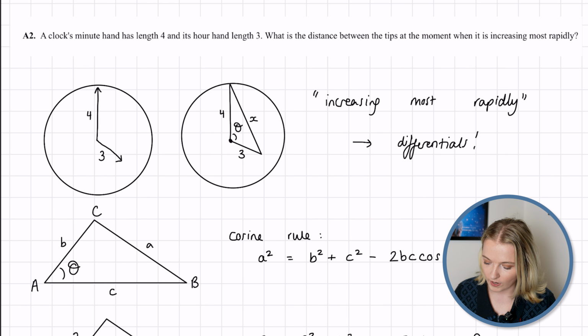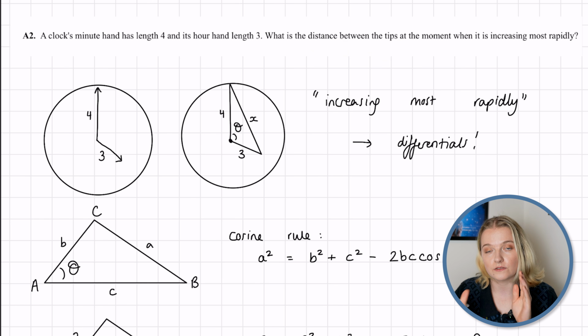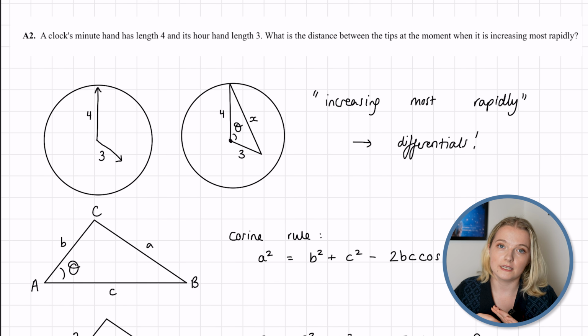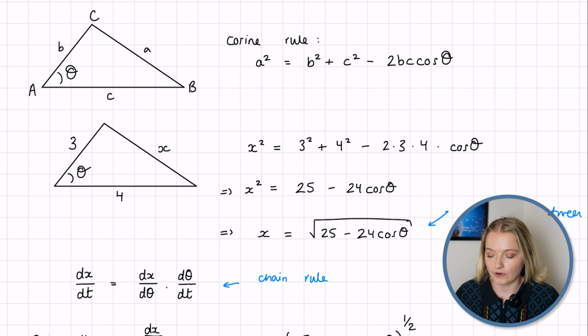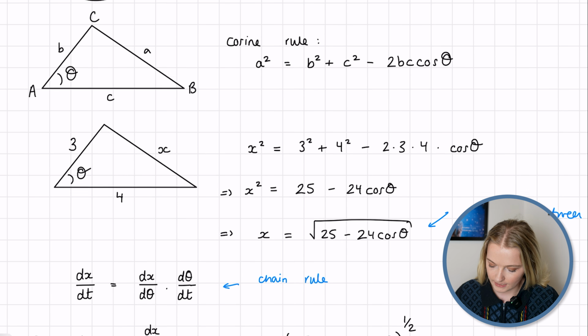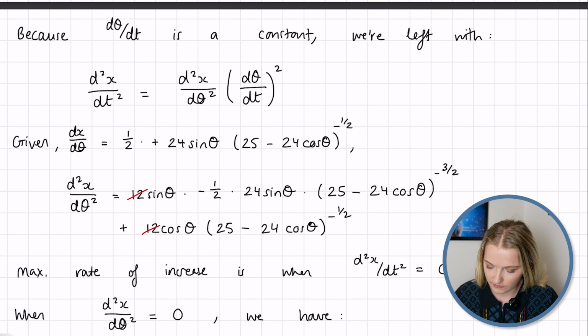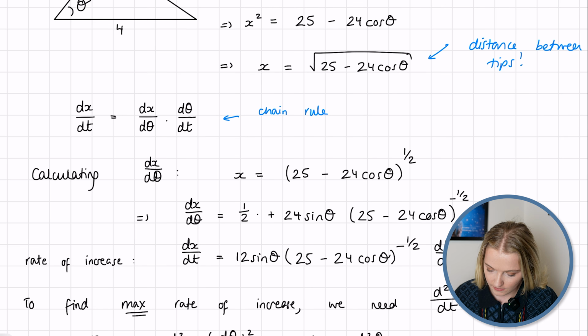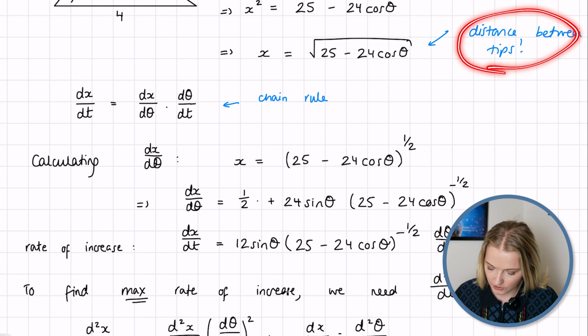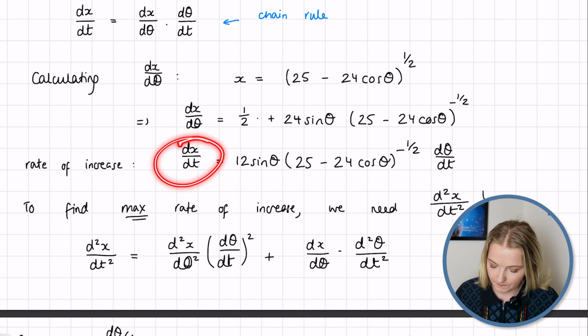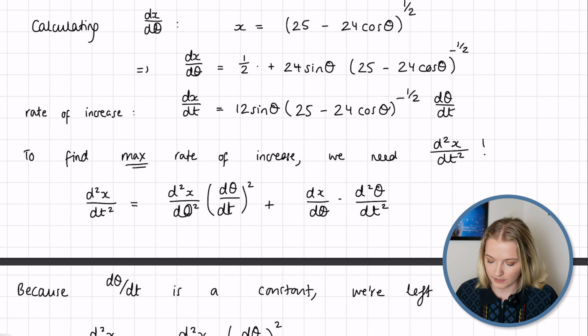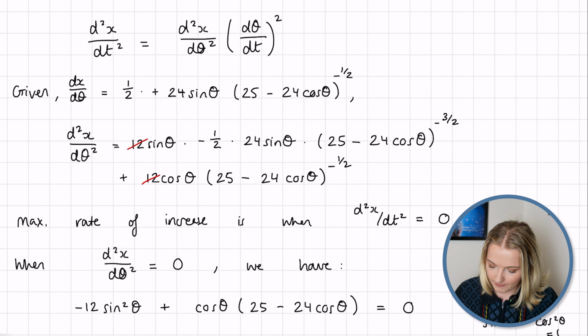We know that we're looking at the distance between these tips, so the distance was x, the x value, should we say, at the moment when it's increasing most rapidly. So we calculate some differentials to figure this out. Initially we find the distance between the tips, like we mentioned, then we find the rate of increase, and then of course we want to find the maximum rate of increase, which is when we have this equal to 0. We calculate that and we find the answer.